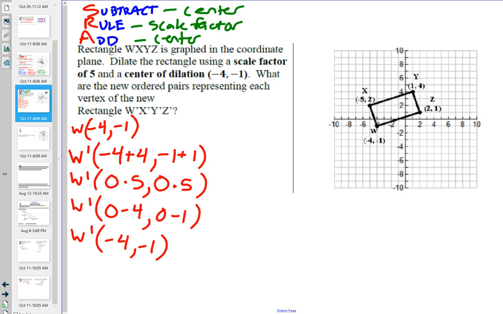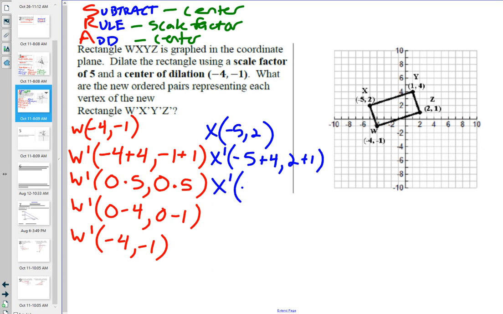I'll do one more, and then I'll give you guys a chance to do the last two. So let's do x. X is starting off at negative 5, 2. So now let's see x prime. We start off at negative 5. The first thing we want to do is subtract the center. What is the x of the center? Negative 4. Minus a negative 4 is the same as plus 4. The y starts off at 2. I'm supposed to subtract the center. What's the y of the center? Negative 1. Plus 1.